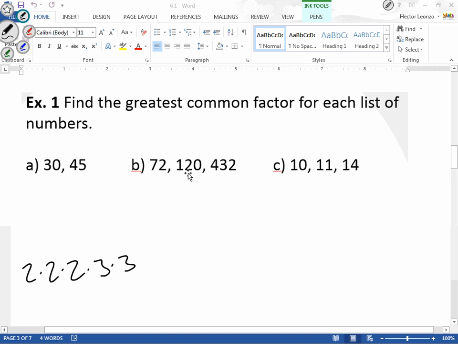The prime factorization of this, let's see. First, any two numbers that multiply to equal 120. I'm going to go 12 times 10. Right? My number ends in a 0, so I know I can divide this by 10. So 12 times 10.